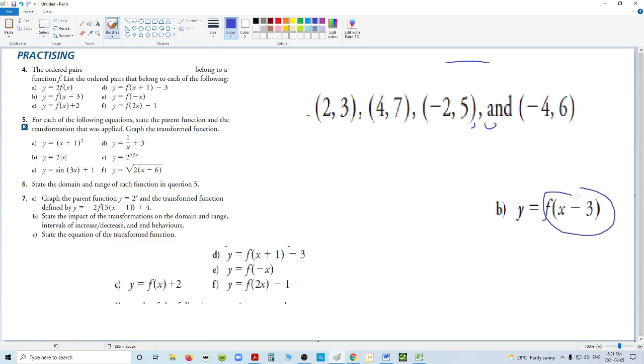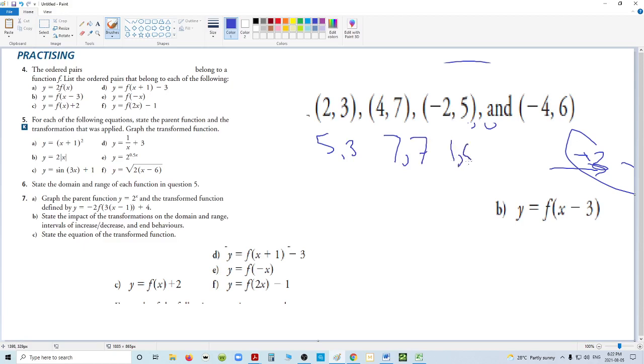Are my x's moving left by 3? No, they're moving to the right by plus 3, which just means the only transformation I apply here is I add 3 to all my x values. So I get 5 comma 3. 4 plus 3 is 7 comma 7. Minus 2 plus 3 is 1 comma 5. Minus 4 plus 3 is minus 1 comma 6. Notice the y values didn't change at all because there were no y transformations. Only the x values changed.